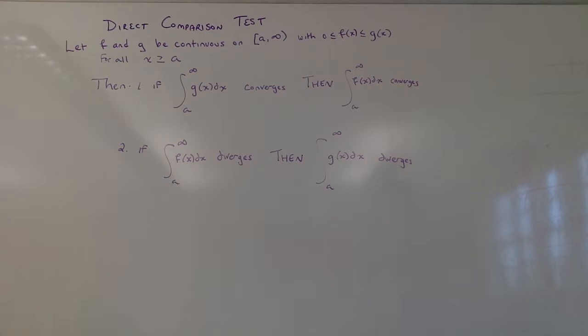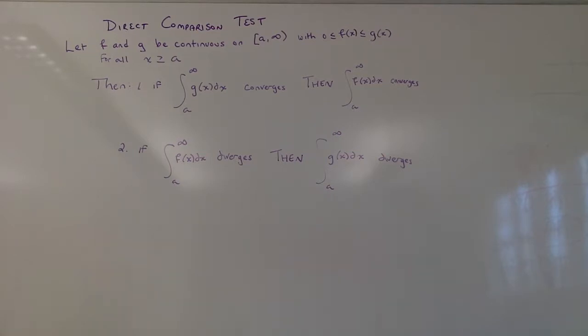Okay guys, here's the direct comparison test. This says let's have two continuous functions on some interval from a to infinity. So like from 1 to infinity, from -7 to infinity, it doesn't matter what's happening on the left side, as long as at some point we're continuous.